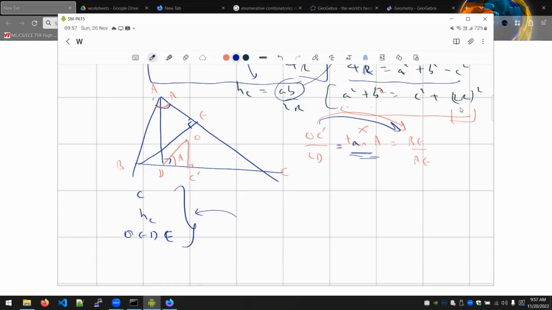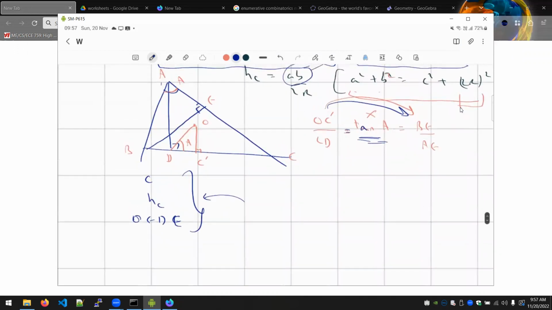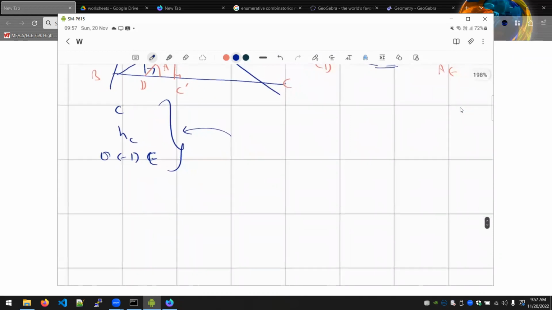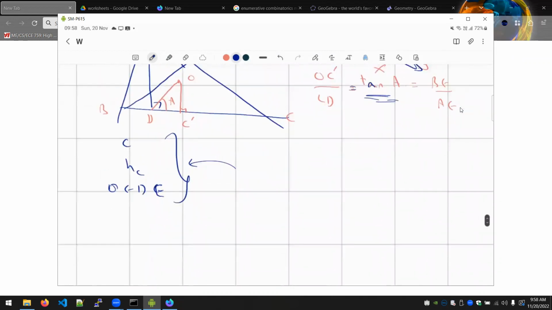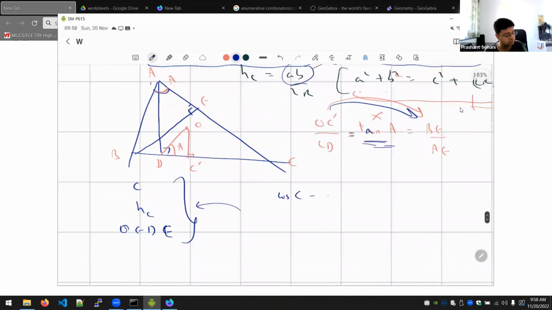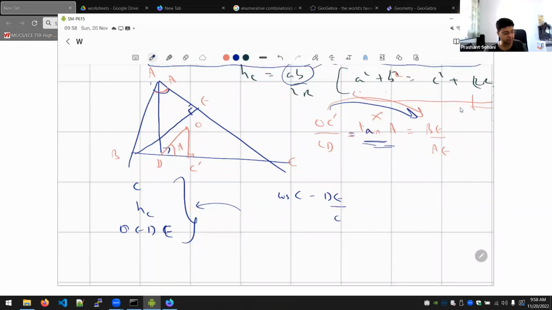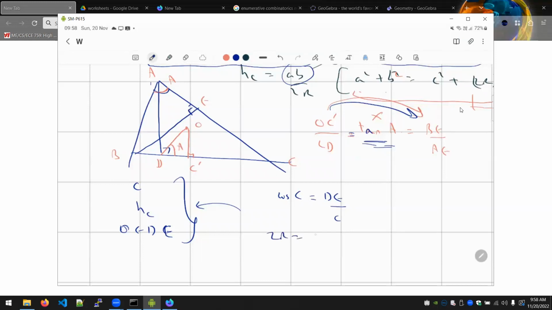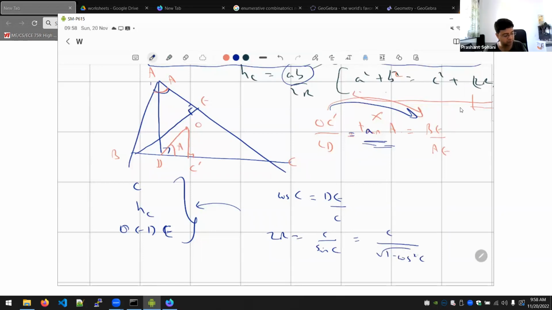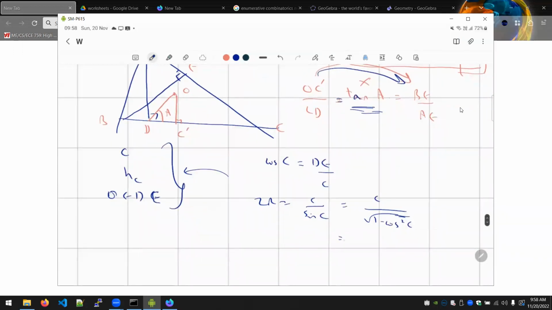Sir, I think I got the construction problem. Yes, tell me. Sir, what we can do is first calculate cos C. So cos C is D upon C. Yes. So 2R is C upon sin C. Sorry, can you repeat your statement? 2R is equal to C upon sin C. Yes. That is equal to C upon root of 1 minus cos square C. So we can substitute, and that gives C square upon root of C square minus D square.